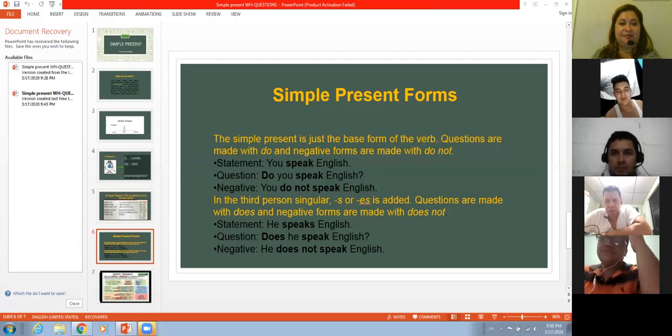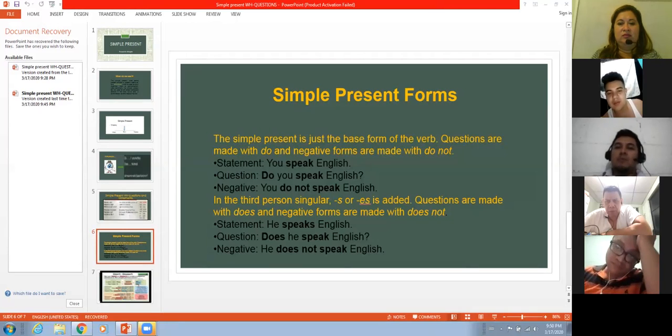Okay. The simple present is just the base form of the verb. Questions are made with do and negative forms are made with do not. Very good. For example, let me double check.